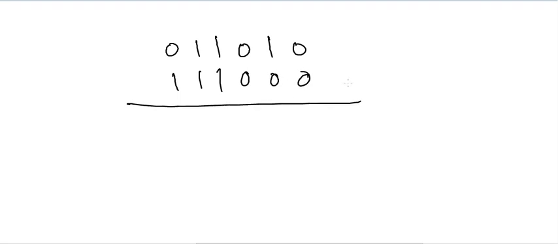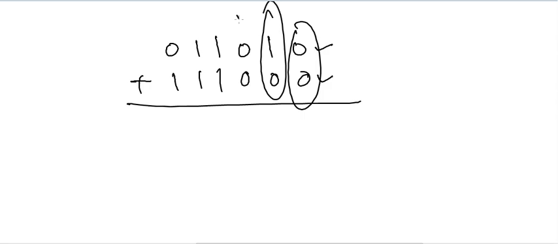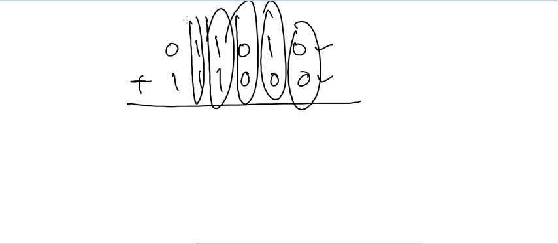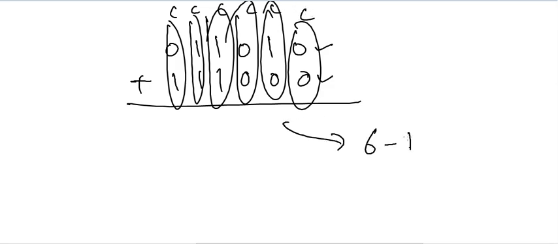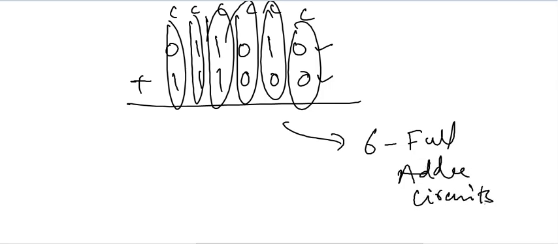And if we have something like this, 0 1 1 0 1 0 1 1 1 0 0 0, in this case we have what? 6 bits, right? So these are 6 bits and these are also 6 bits, right? So in this case we are going to require what? We are going to have carries here, right? So in this case we are going to require 6 full adder circuits to be able to add this number up.